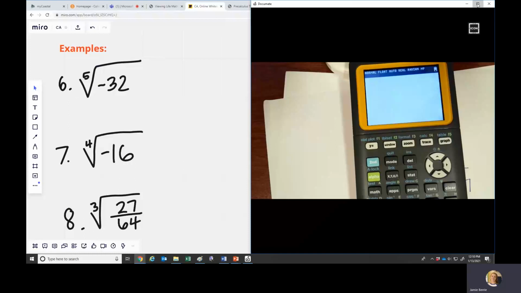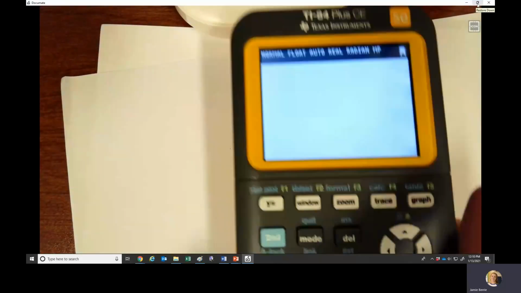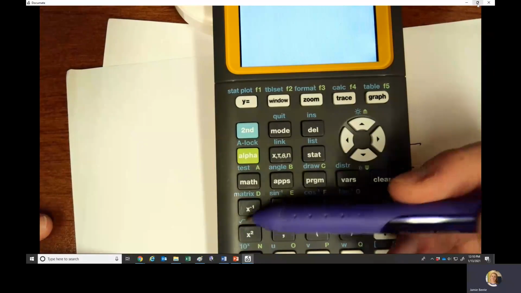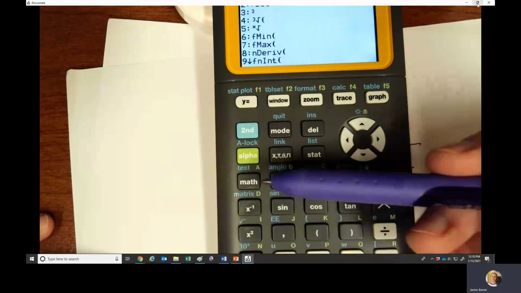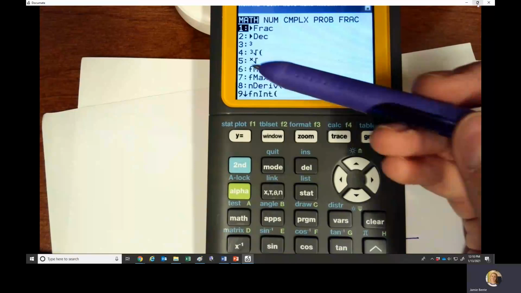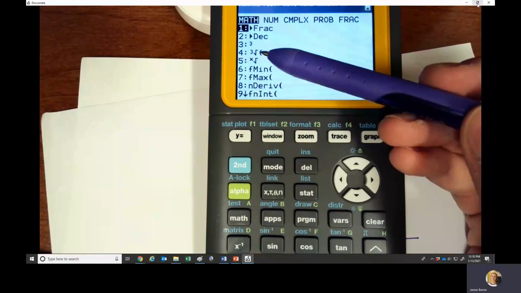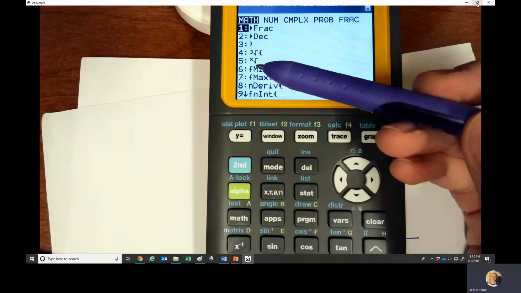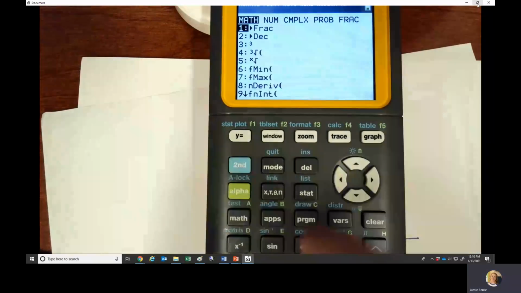I'm going to open up the calculator and make it full screen for a second. If you look right here, can y'all see at the very bottom? There's the square root. So if you're doing a square root, you would just hit second x squared. That pulls up the square root. Otherwise, you're going to have to go to that math button. See there, that's the cube root, the third root. And then for any other roots, you're going to go to option number 5 here.